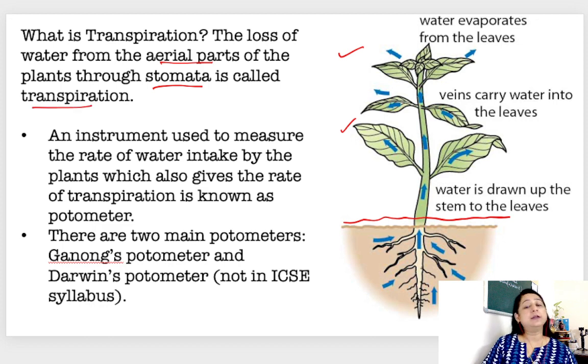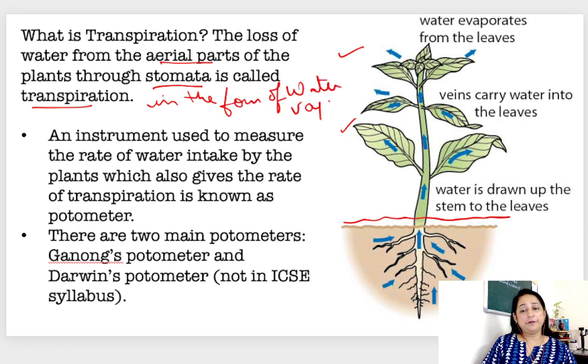Now you can add one more thing here, in the form of water vapors. Because this evaporation, this loss, takes place in the form of water vapors only. So transpiration is the loss, I am again repeating, loss of water from the aerial parts of the plant through stomata in the form of water vapors.